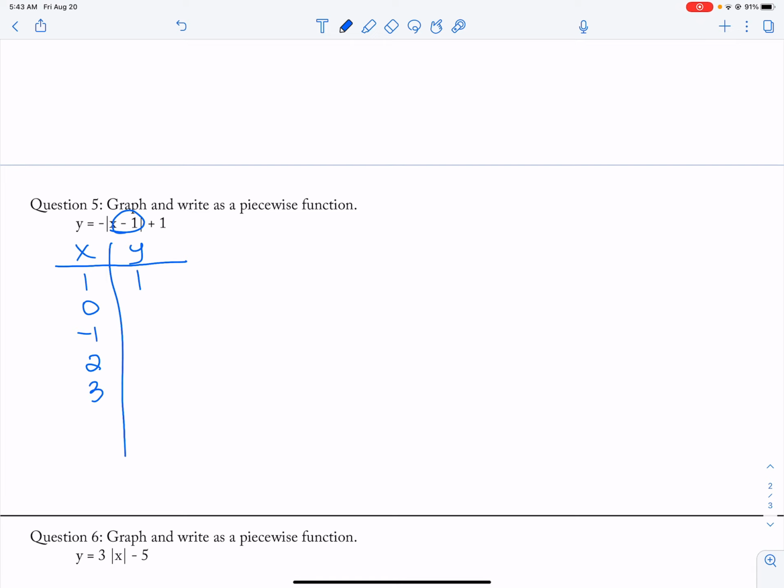When I plug in 0, I get 0, so I get a negative 1, and then plus 1, so I get 0. And then when I plug in negative 1 into my equation, I get negative 2. Absolute value of negative 2 is 2 times the negative 1, which is negative 2, plus 1, which is negative 1. And then I do the same thing with 2. I plug in 2, and I'm going to get 0. And then I plug in 3, and I get negative 1. And you will start to see a pattern when you graph these.